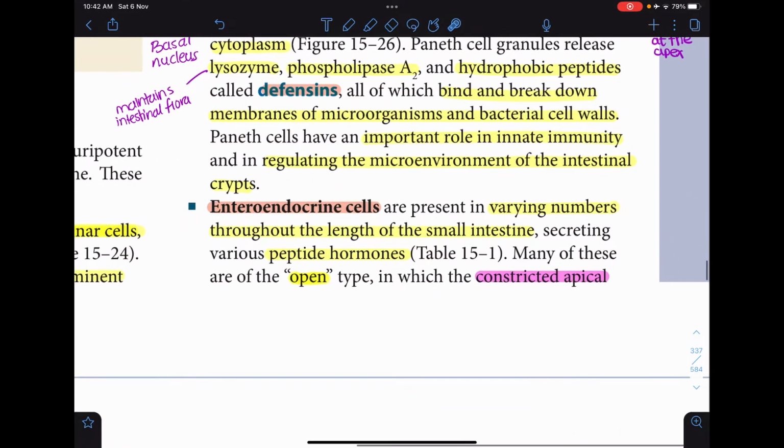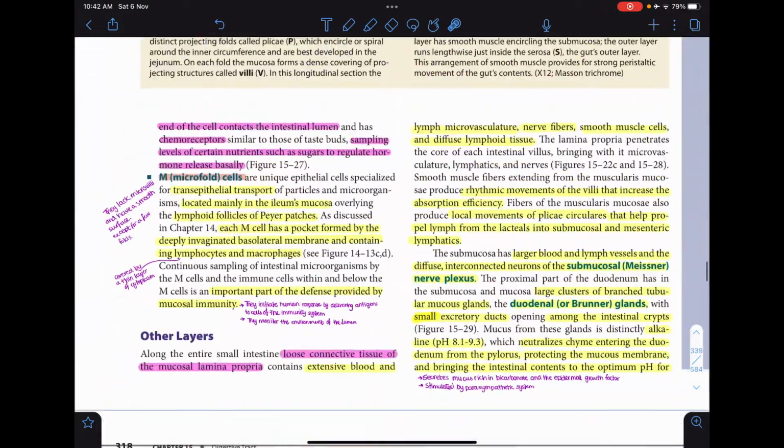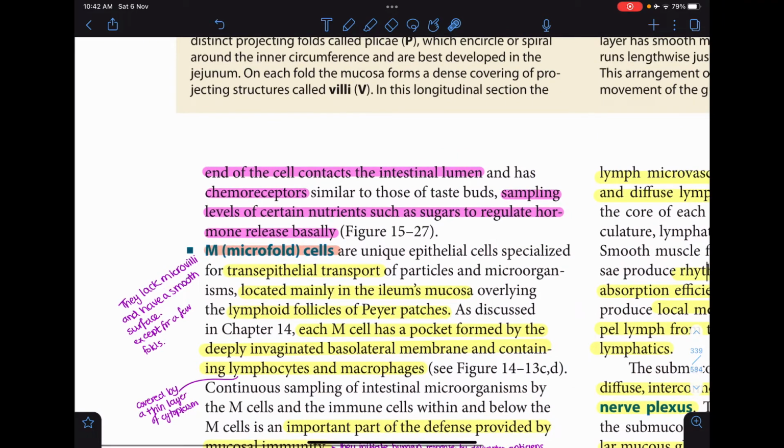So the enteroendocrine cells are present in varying numbers throughout the length of the small intestine. They secrete various peptide hormones. Many of these are of the open type that we talked about in the last lecture, in which the constricted apical end of the cell contacts the intestinal lumen, and it has chemoreceptors similar to those of the taste bud. These chemoreceptors sample the levels of certain nutrients such as sugars to regulate hormone release basally. So if the sugar increases, there is a high stimulus and they release insulin and so on.